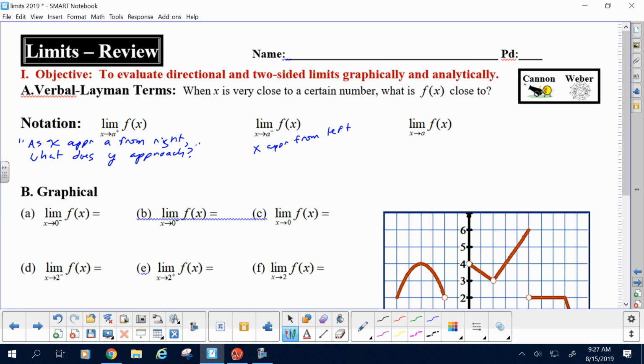Then there is the limit as x approaches a. If there's no little sign up there as far as from the right or the left, then it's as x approaches from the right and the left. If the one-sided limits are equal, then that number that they approach from the left and the right, that's your answer, okay? That's the answer.